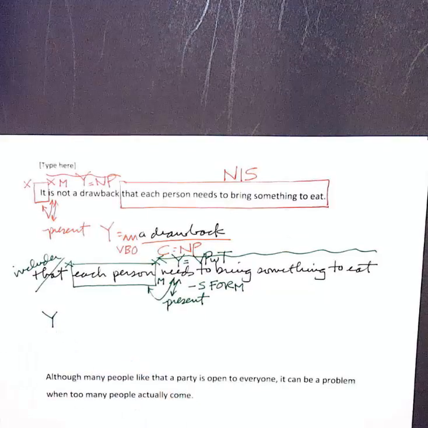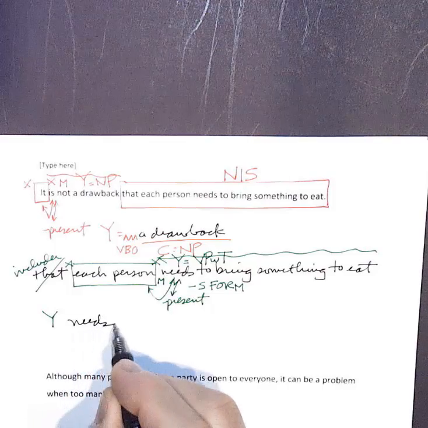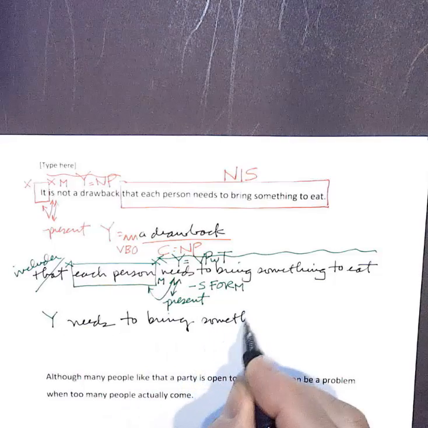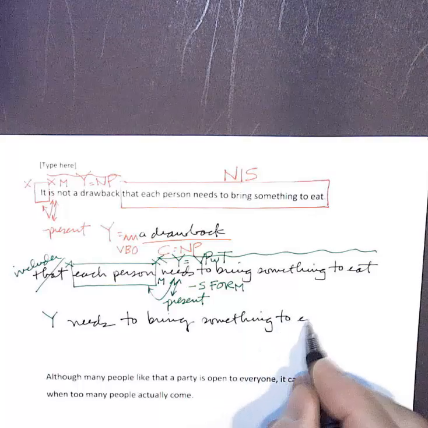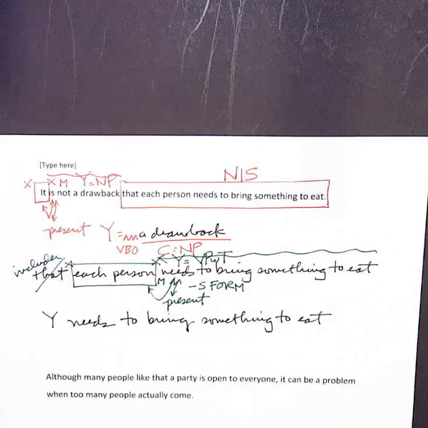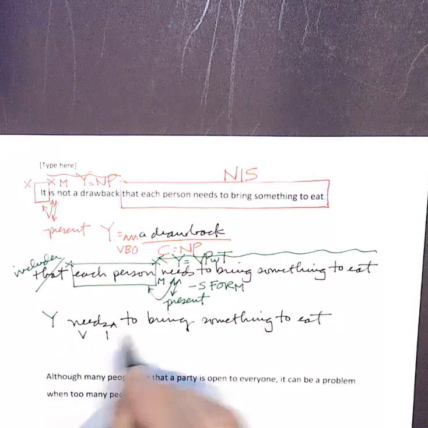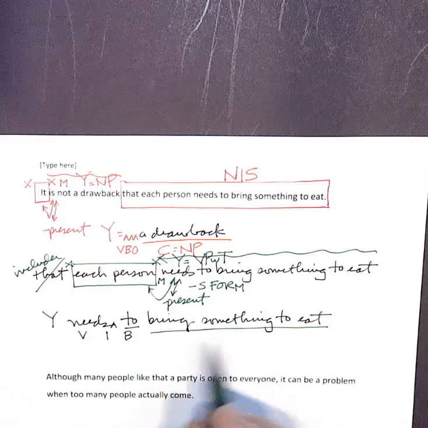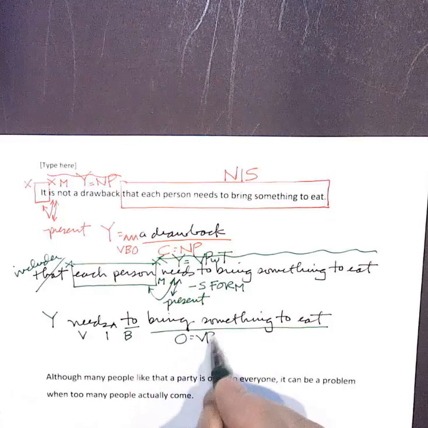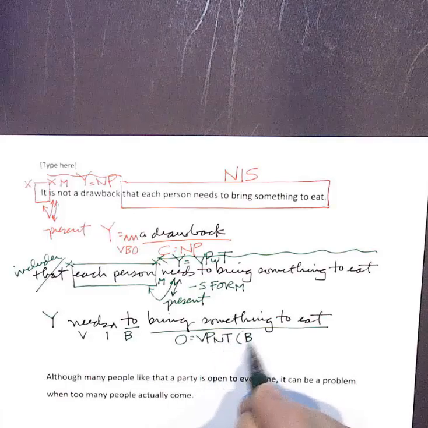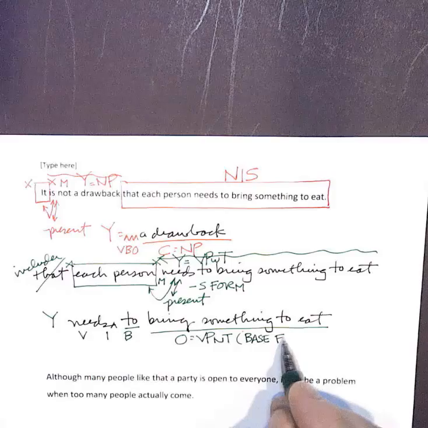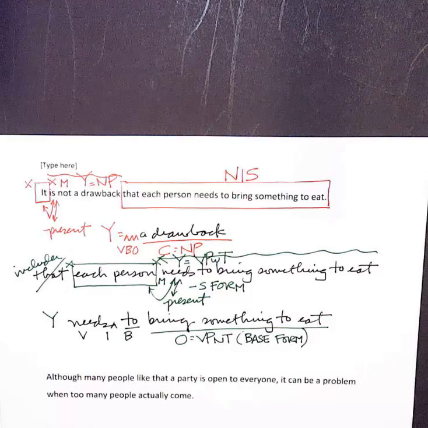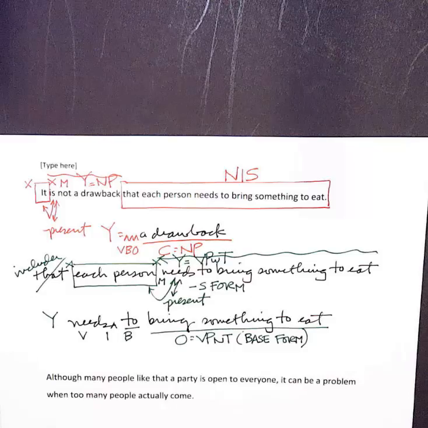Let's rewrite the why. Needs to bring something to eat, and needs is the verb. Particle is to. Bring something to eat is the object. It's a verb phrase. No time. It's that base form again. We see a lot of this base form. It makes the infinitive with to, and we're done. Stop the video. Come back when you're ready for the next one.